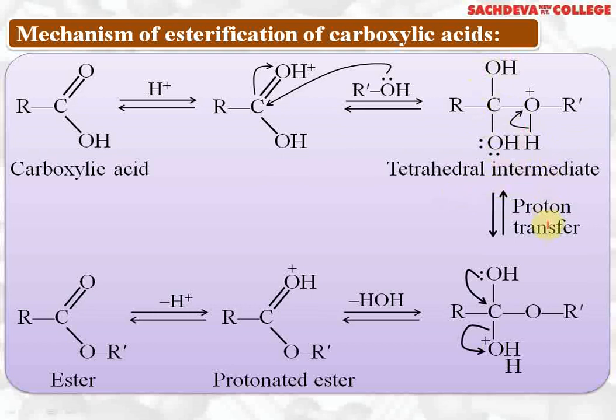We get a tetrahedral intermediate, and here proton transfer will take place, that is, H+ ion will shift from this place to this place so that this becomes positively charged, and when this becomes positively charged, water is lost. Here double bond formation takes place, and we get the protonated ester. The protonated ester will lose H+ and result in the formation of the ester. This is the mechanism of esterification of carboxylic acid, and it clearly shows that OH from the acid and H from the alcohol is lost.